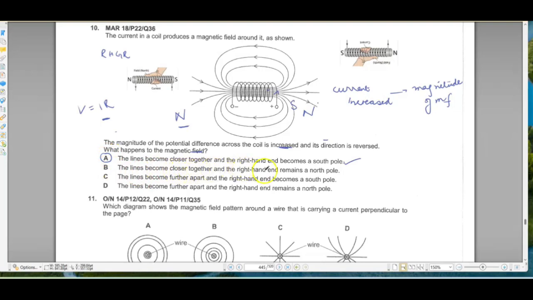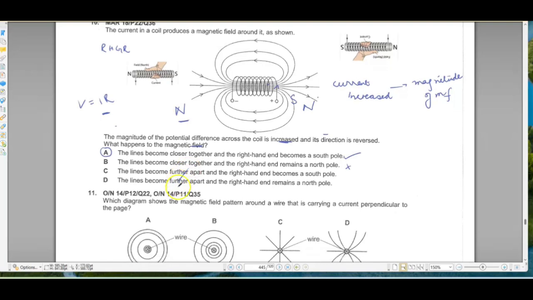The lines become closer together and the right hand end remains a north pole. This is not correct. When the direction of the current reverses, the direction of the magnetic field also reverses, as I've just shown you guys. And the lines become further apart. These options are not applicable.